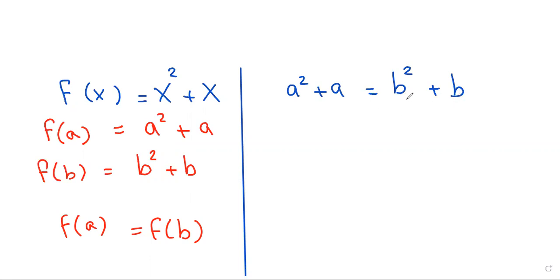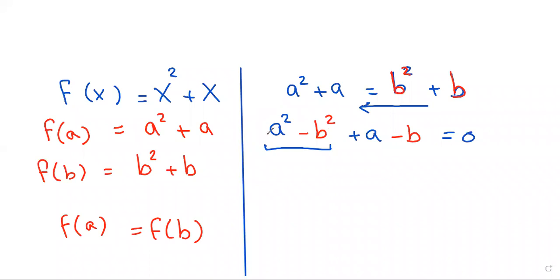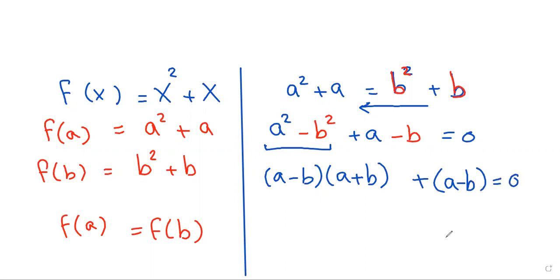Then to simplify them, move them to the next side. So a squared will move b squared from this side, so it will be minus b squared. Then we have plus a, and then we'll move this b from this side, it's going to be minus b. All of them equals 0. This factorizing is the difference between two squares. So it will be a minus b multiplied by a plus b, plus a minus b, equals 0.